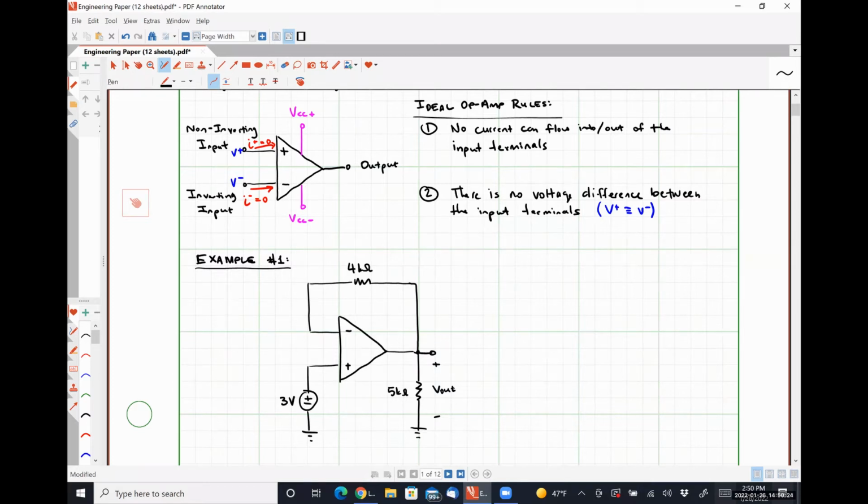We want to analyze this circuit. So what we are going to do first is apply OpAmp rule 1, which says this current is 0 amps, and this current is 0 amps.